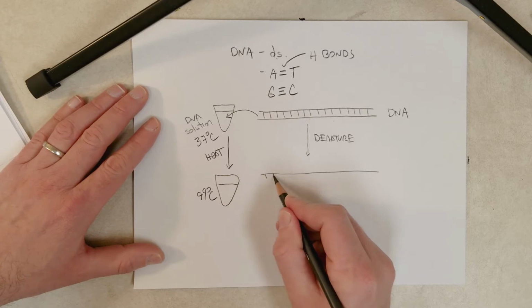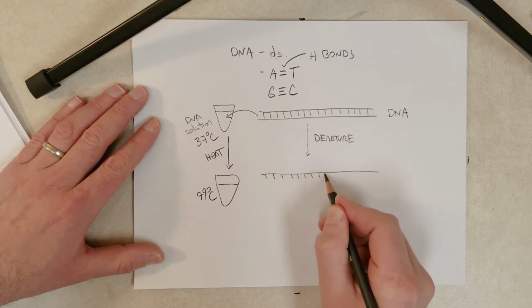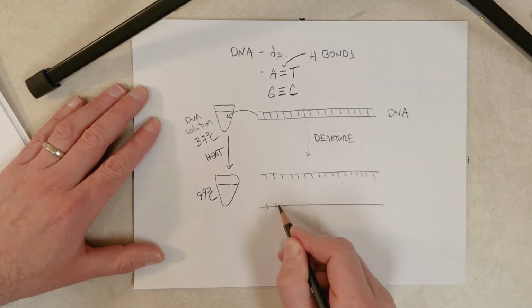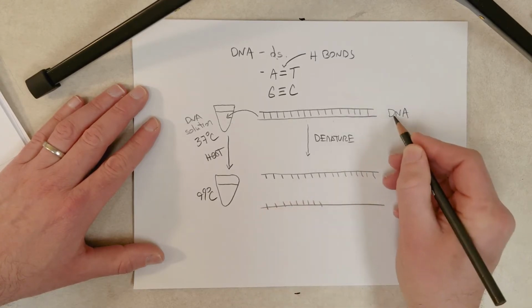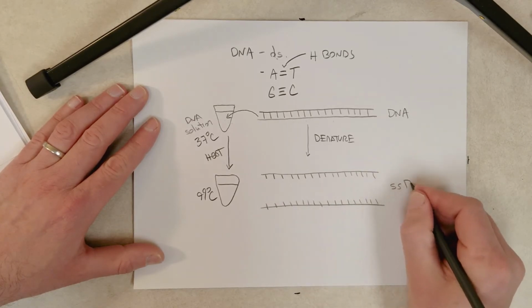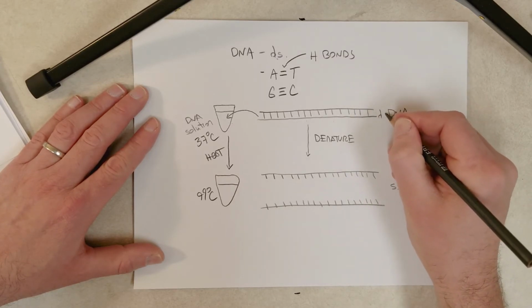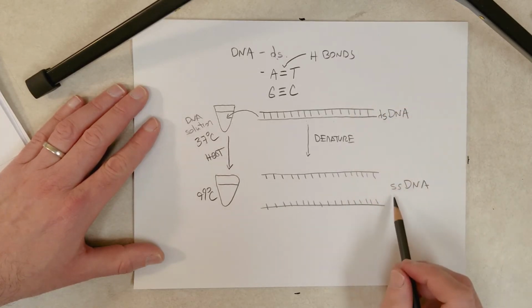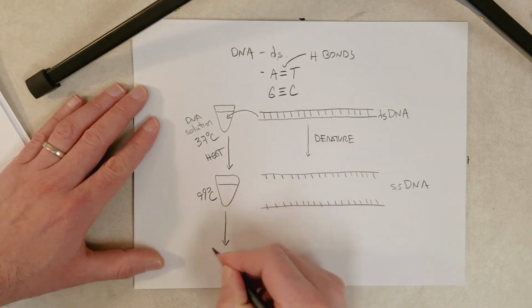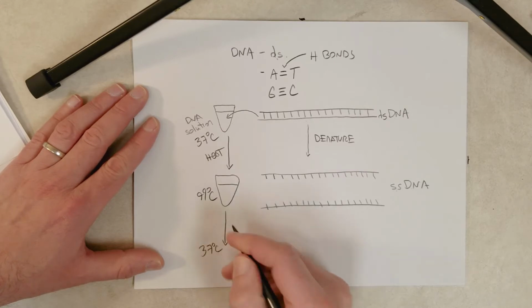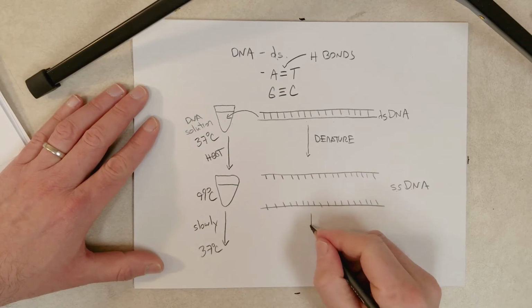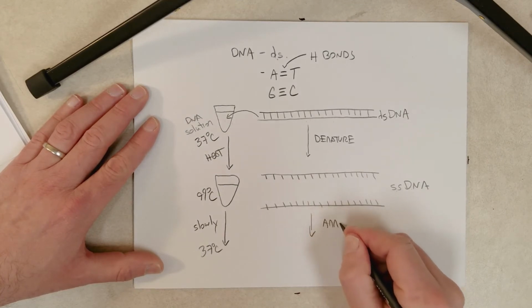So we'll end up with 2 single-stranded DNA molecules. So here it was double-stranded, down here it is single-stranded. Now I'll specify that this is double-stranded DNA, and down here single-stranded DNA. And if we cool that, say we cool it down to 37 degrees, but we cool it slowly, so what can happen is the DNA strands can anneal.